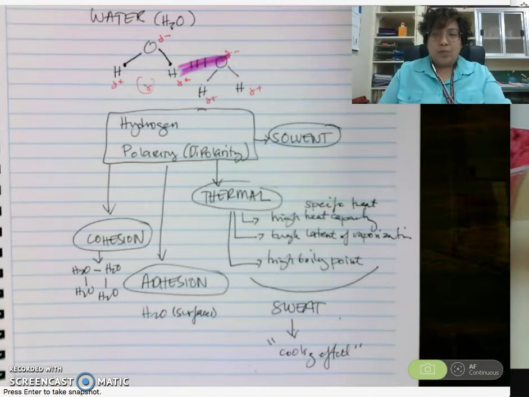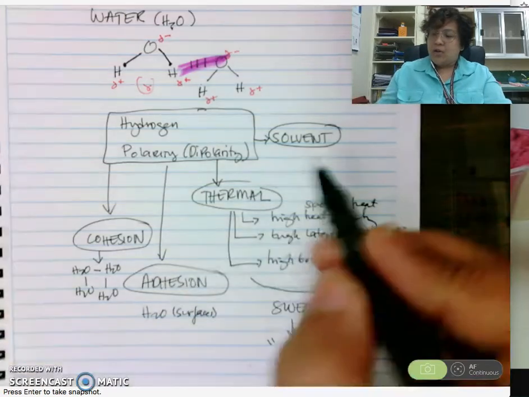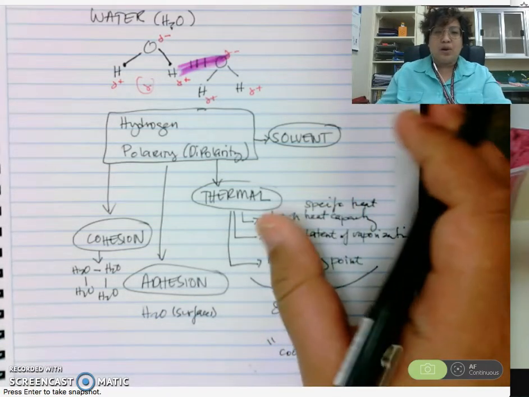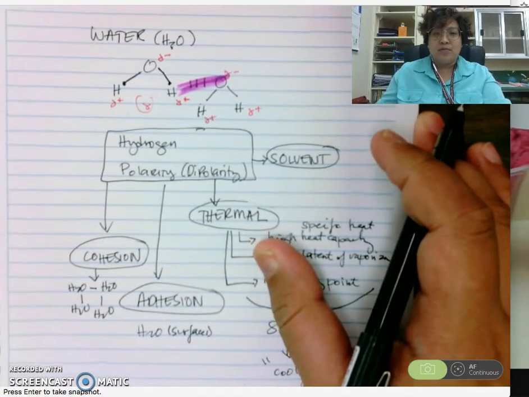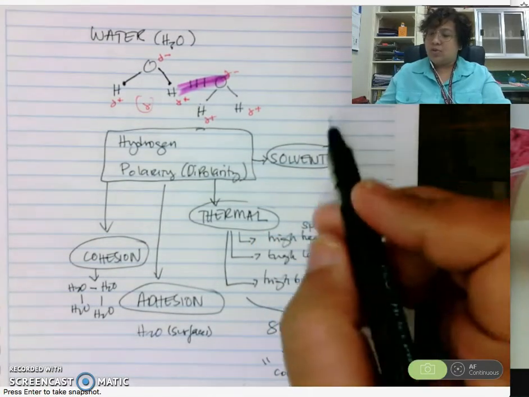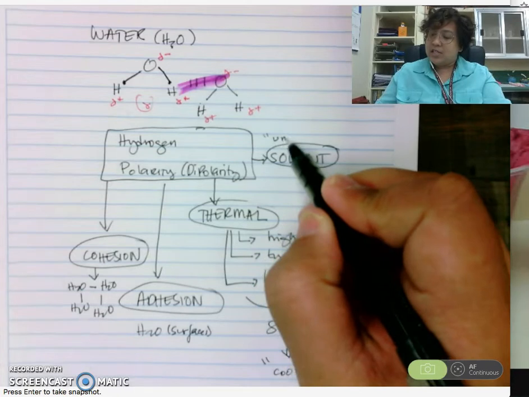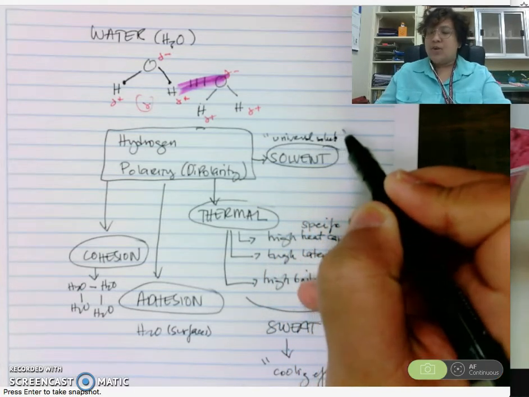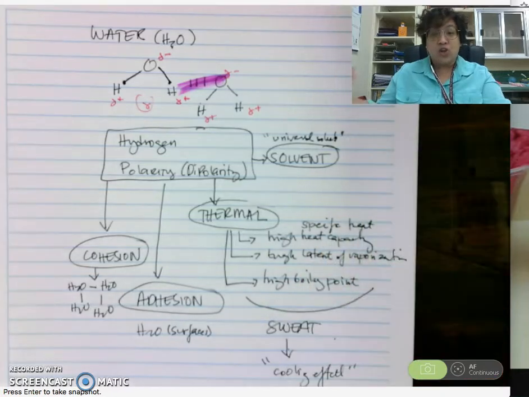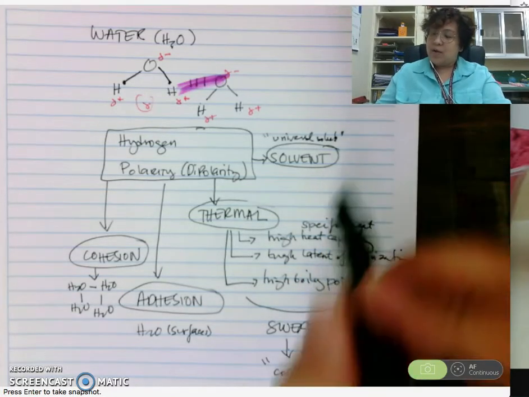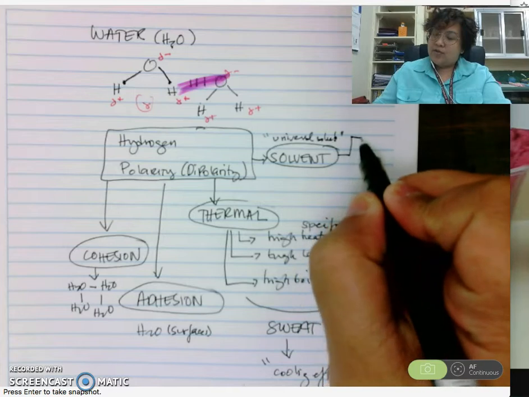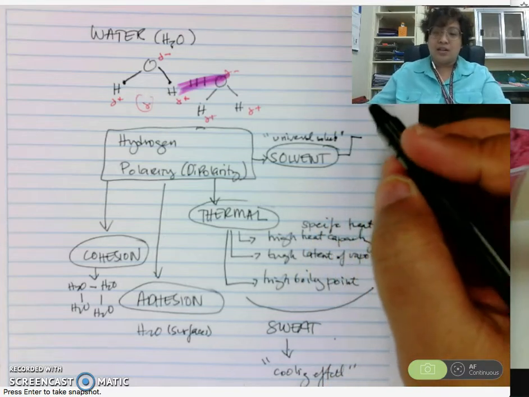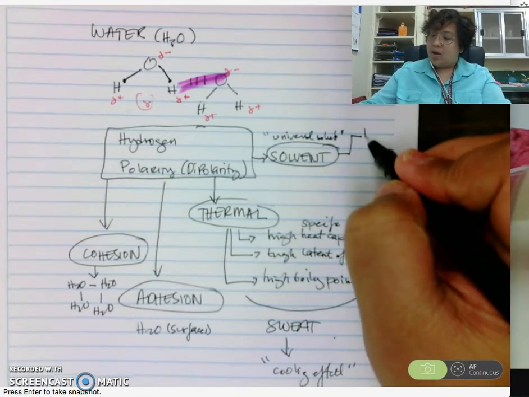And the last property we need to be familiar with is the solvent property. Although this is actually the most popular property of water that you might have remembered from middle and lower school. And you always say water is a universal solvent, which basically means it can dissolve many things. Now, we have to know that not everything dissolves in water, though.